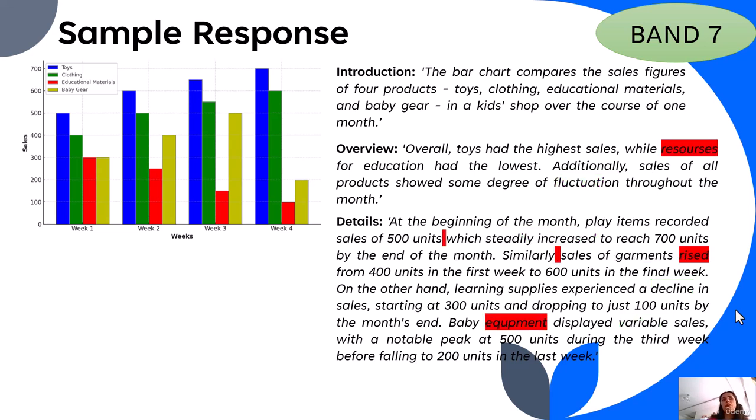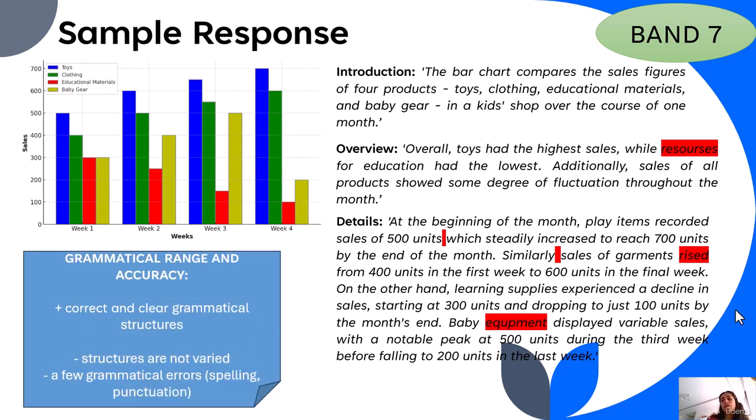Finally, we have the grammatical range and accuracy, which received band score 7. The grammatical structures are correct and clear, but not particularly varied. The response mainly uses simple and compound sentences. There are a few problems with spelling and punctuation. A Band 8 response would demonstrate a wider range of complex sentence structures and more sophisticated grammatical constructions, enhancing the clarity and detail of the description.